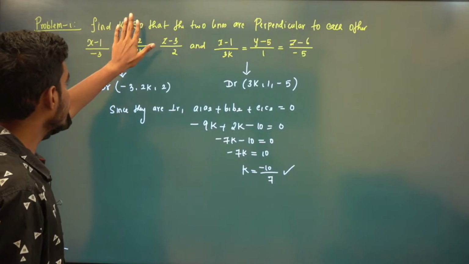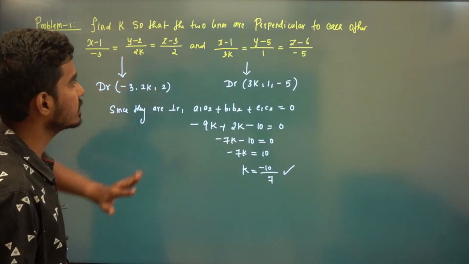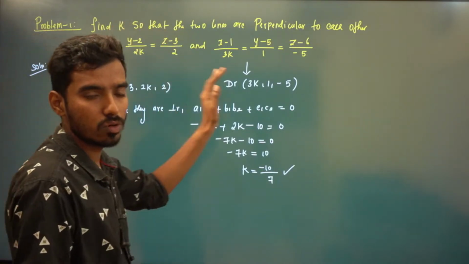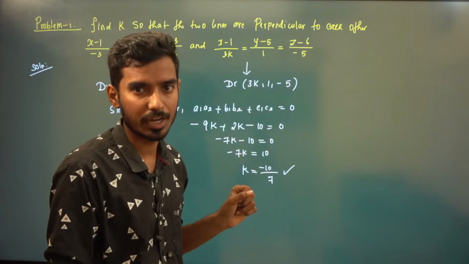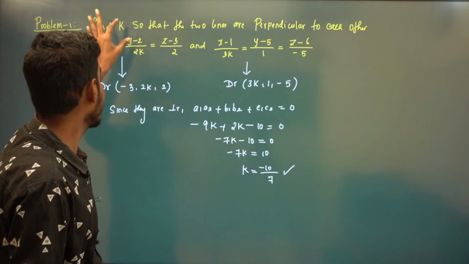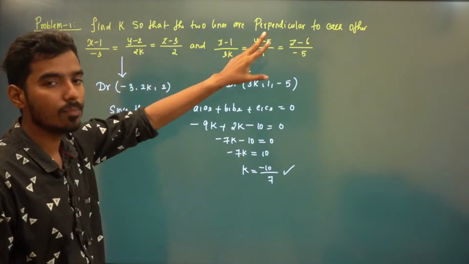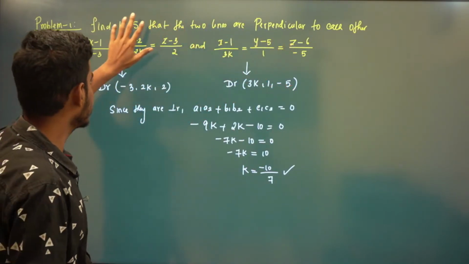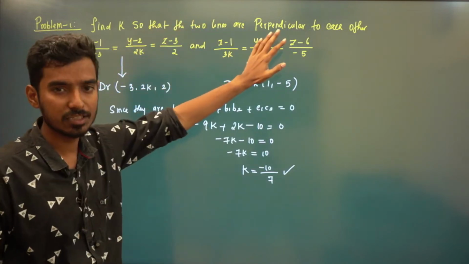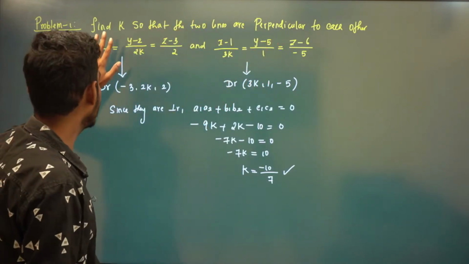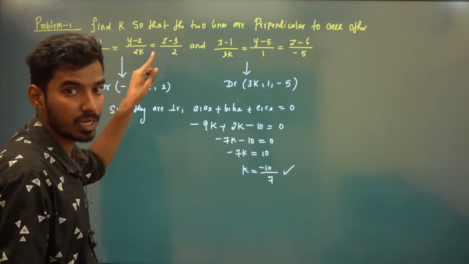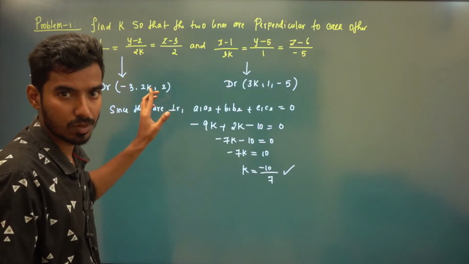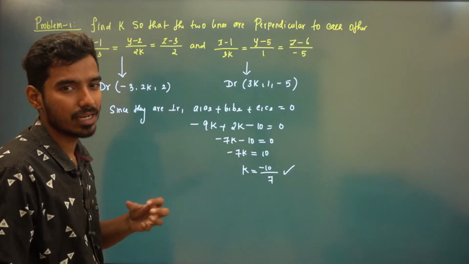First problem is: find k so that the two lines are perpendicular to each other. They have given the equations of the two lines in symmetrical form. You need to find the value of k so that the two lines are perpendicular. So you know the direction ratio of this line and of this line. You need to make sure that each is of the form x minus alpha by a, y minus beta by b, z minus gamma by c. If not, you need to slightly rewrite it.